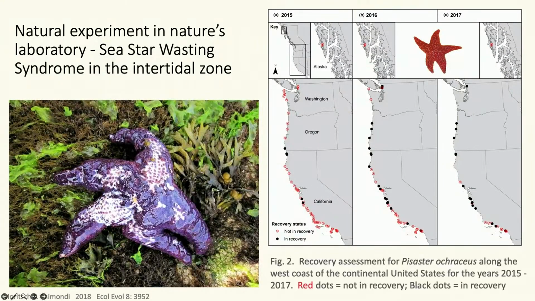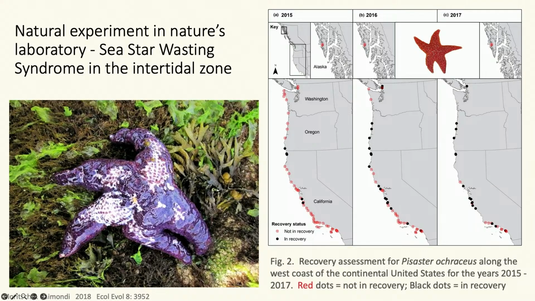lab. So what we've been doing to address this idea that non-consumptive effects and their importance should increase with increasing predator density is by taking advantage of a natural experiment in nature's laboratory, the intertidal zone, right? And again, I'm pretty sure I don't have to explain to you about the sea star wasting outbreak that happened between 2013 and 2015 that decimated lots of intertidal and shallow subtidal sea star populations along the west coast of North America, including the ochre sea star Pisaster ochraceus.